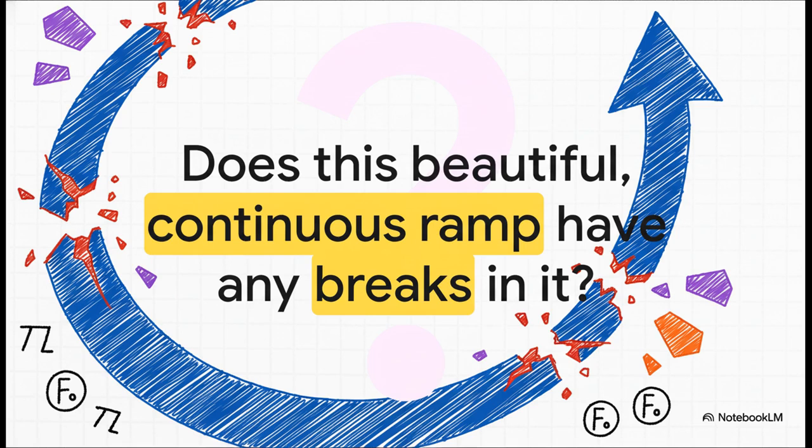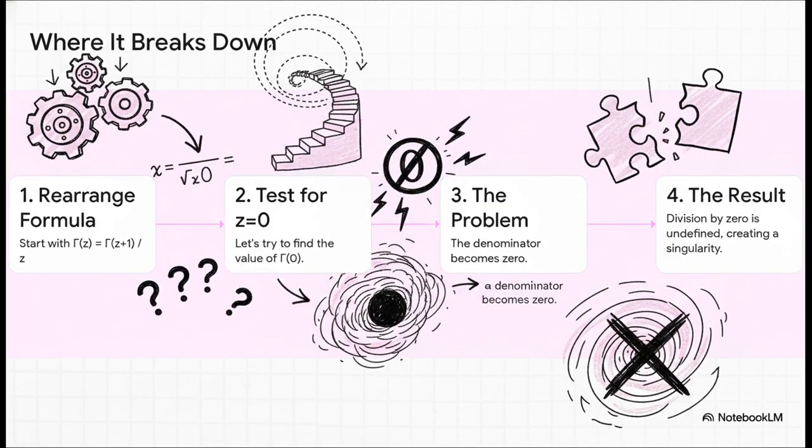So we've got this incredible, smooth ramp that connects all the numbers. But are there any spots where it's broken? Any points where the function just completely falls apart? Turns out, yes, there are. And it's actually pretty easy to see why if we just flip that master key formula around a bit. If we solve it for gamma of z, we get gamma of z plus 1 divided by z. So what happens if we try to find the gamma of 0? Well, that z on the bottom becomes 0, and we all know the number 1 rule in math: you can't divide by 0.